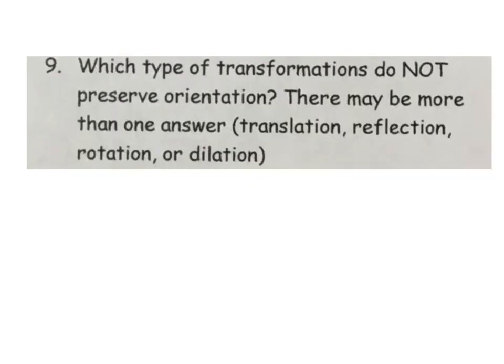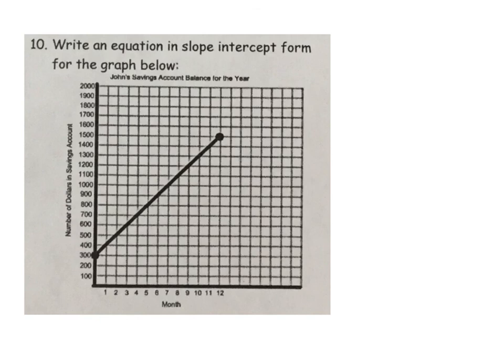Number 9 says which type of transformations do not preserve orientation? There may be more than one answer. So you're going to choose either translation, reflection, rotation, or dilation. And like I said, it could be more than one. Number 10 says to write an equation in slope-intercept form for the graph below. Slope-intercept form, y equals mx plus b. Let's see if you can get that.